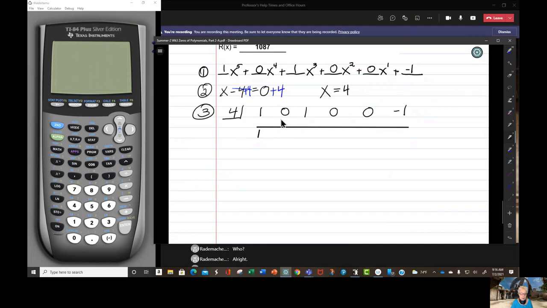1 times 4 is 4. 0 plus 4 is 4. 4 times 4 is 16. 1 plus 16 is 17. 17 times 4 is 68. That's a big number. 0 plus 68 is 68. I didn't put my plus sign here.